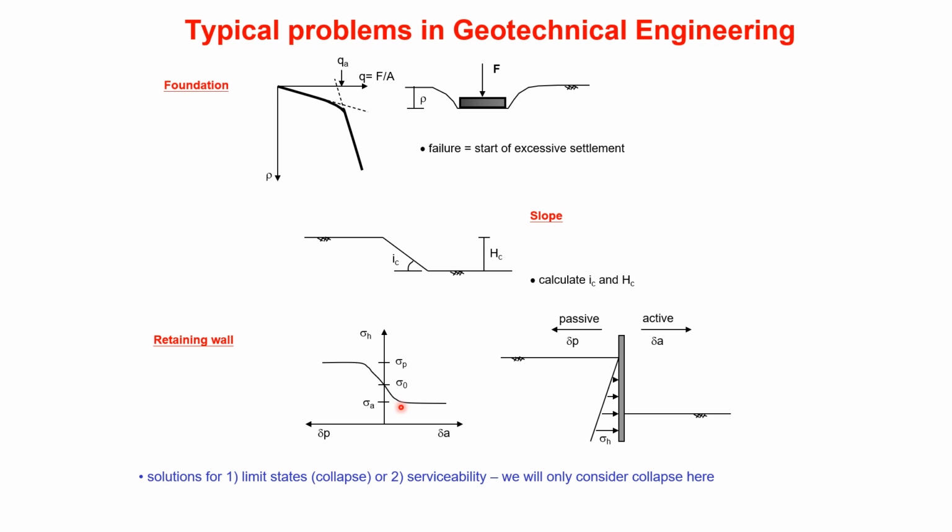What we're going to think about now is that we might have solutions for each of these structures in terms of limit states, that means collapse, or serviceability. We're only going to look at collapse or limit states here in these lectures. We will not deal with serviceability.